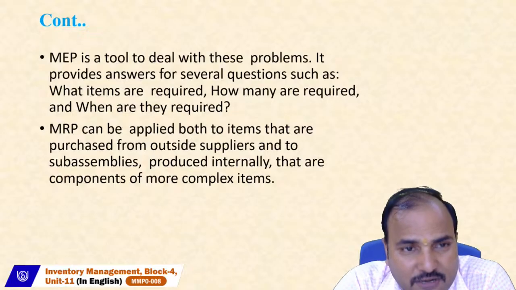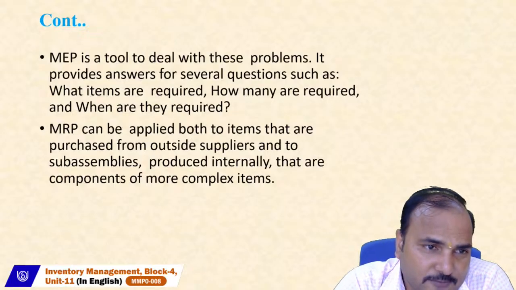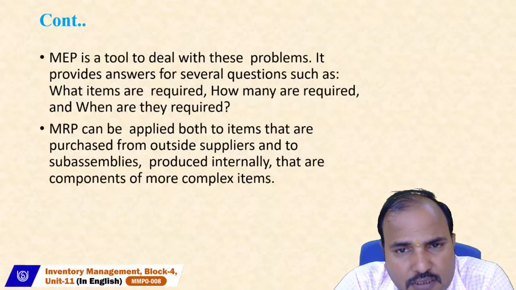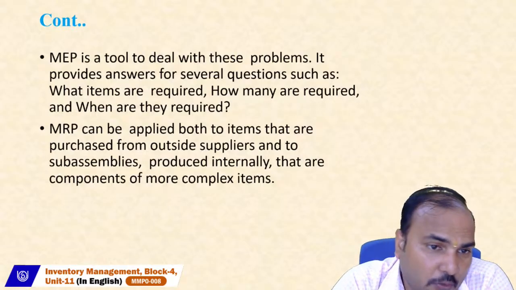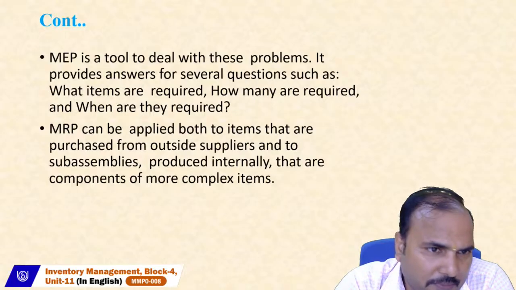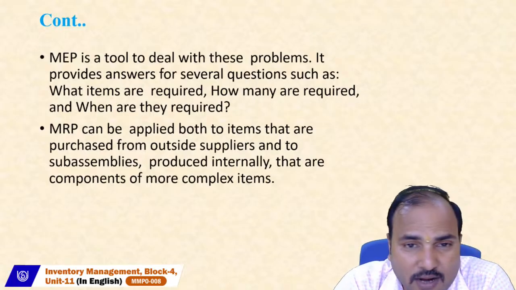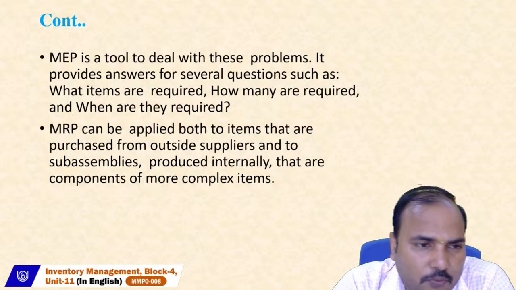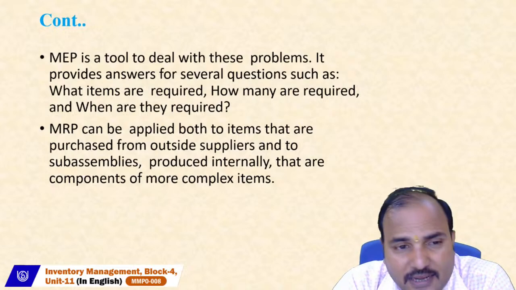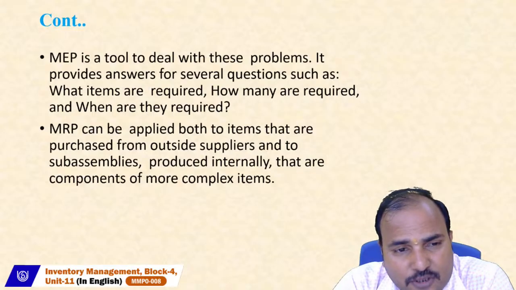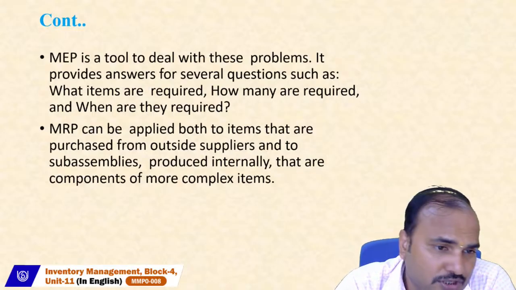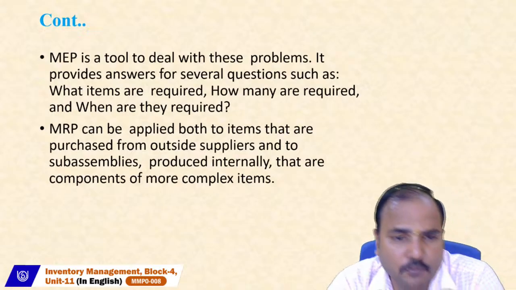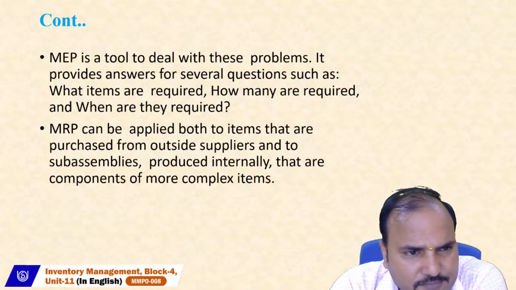It provides answers for several questions, such as what items are required, how many are required, and when they are required. So remember these: what items are required, how many, and when. What, how, and when. So MRP can be applied both to the items that are purchased from outside suppliers and to sub-assemblies produced internally that are components of more complex items.